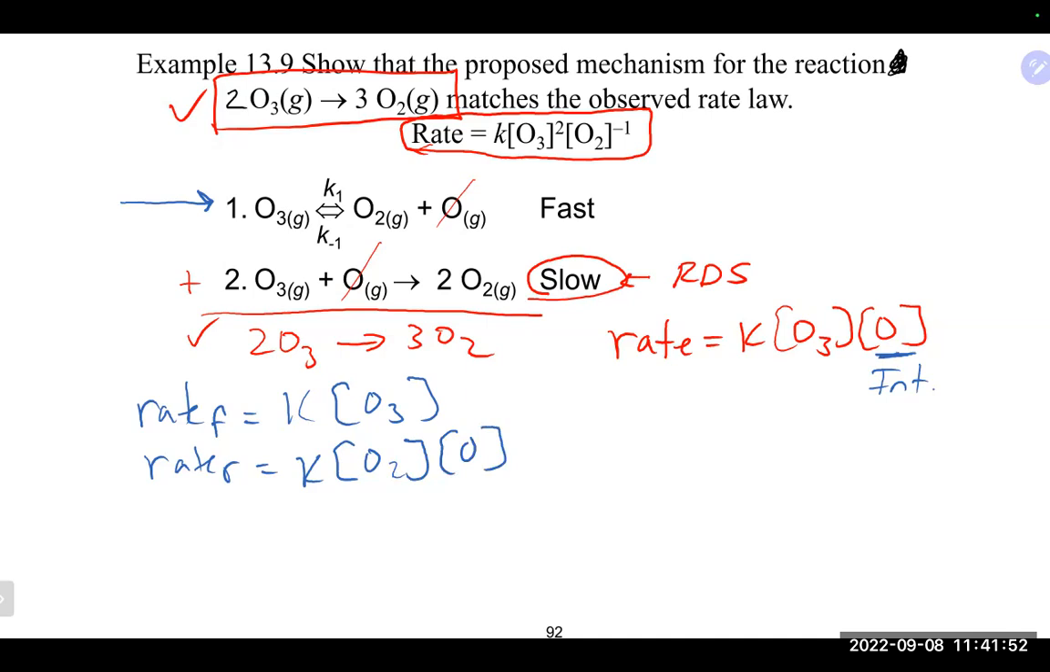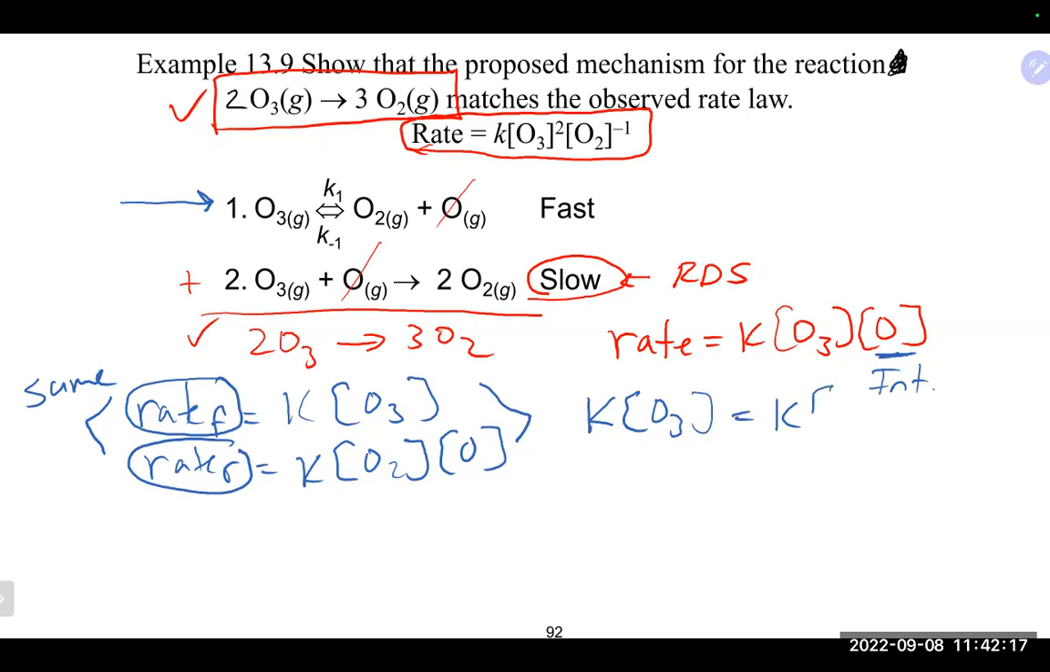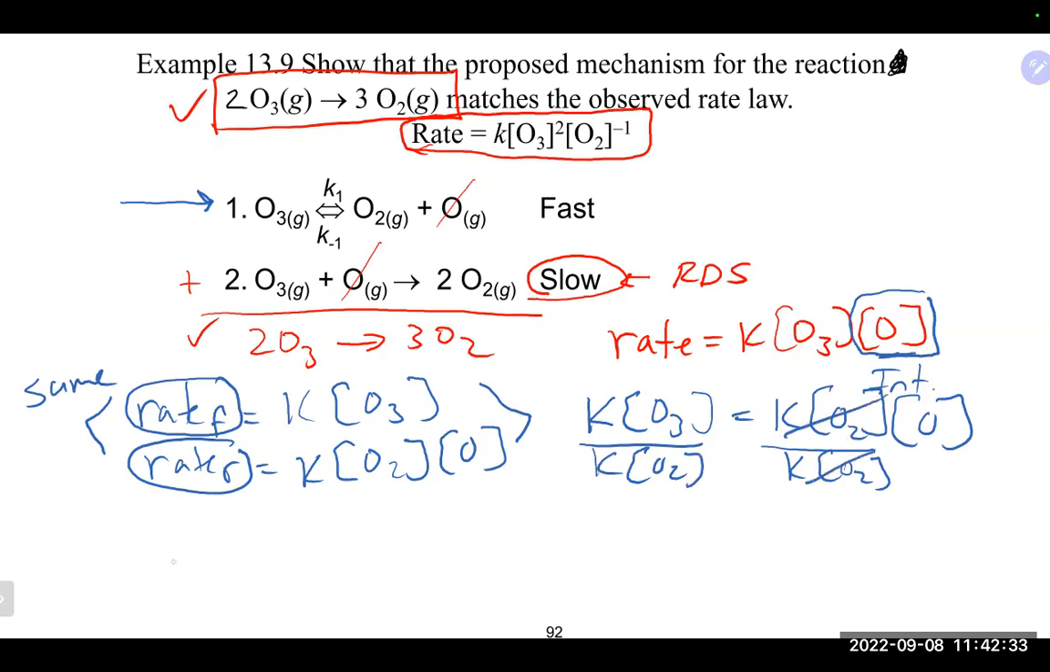Now, because this first step is a reversible reaction, as we talked about last time, although we do not really know what that number is, the rate constant should be the same for both directions. What that allows us to do is set the rates equal to each other. So we could say k O3 is equal to k O2 and O. Remember, our goal here is to substitute out the O, so we're going to divide k and O2 to both sides. Those will cancel, and what that gives us is that O is equal to k times O3 divided by k times O2 in this particular case. Any questions on that so far?